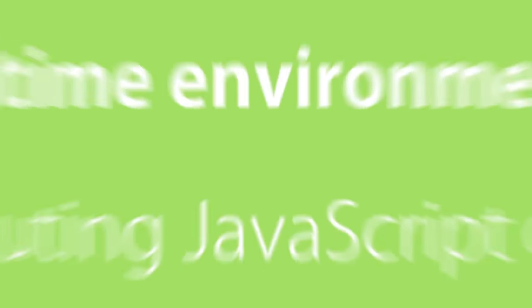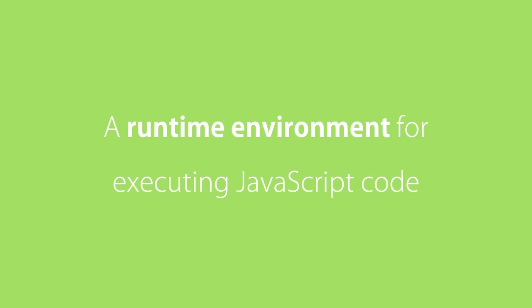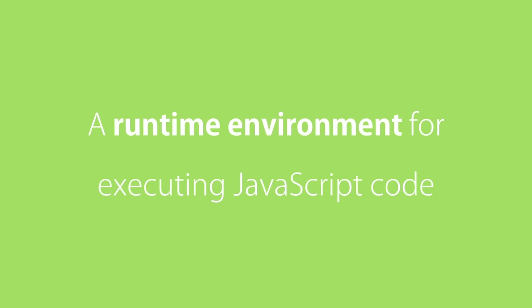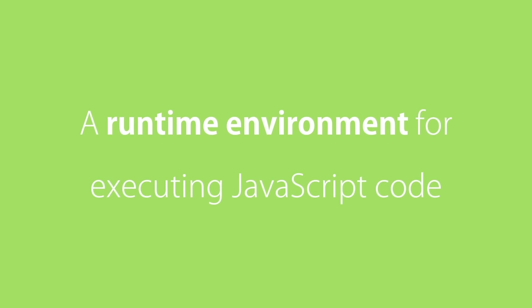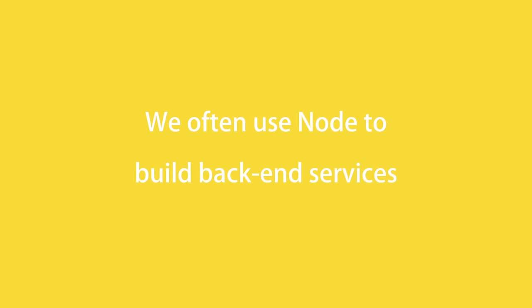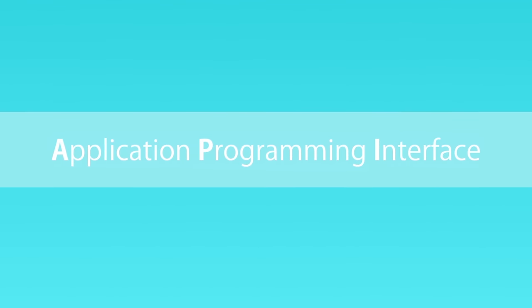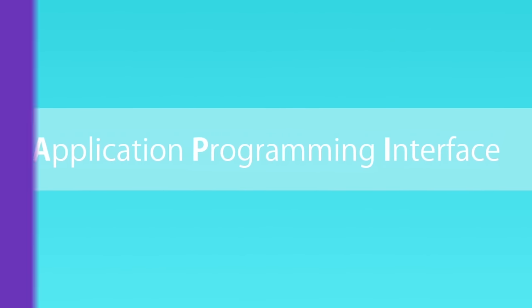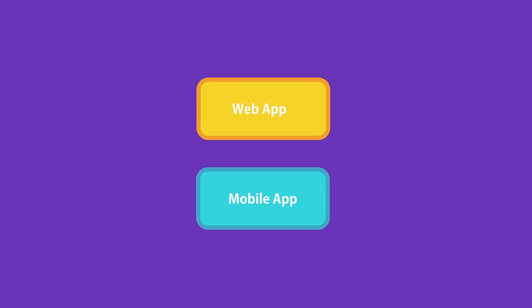Node.js, or Node, is an open source and cross-platform runtime environment for executing JavaScript code outside of a browser. Quite often, we use Node to build backend services, also called APIs, or application programming interfaces. These are the services that power our client applications, like a web app running inside of a web browser, or a mobile app running on a mobile device.